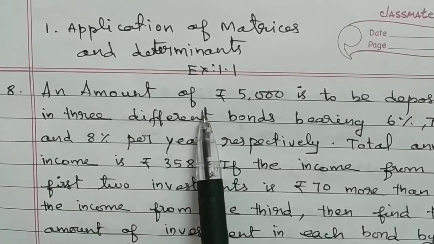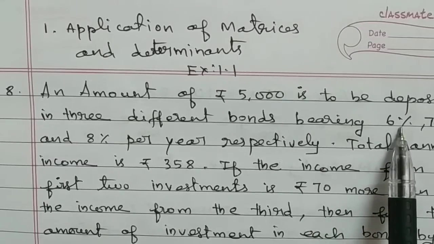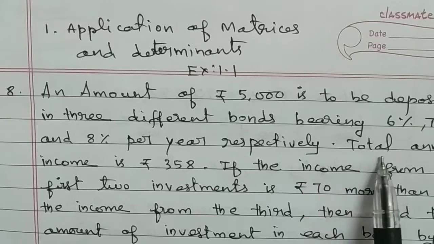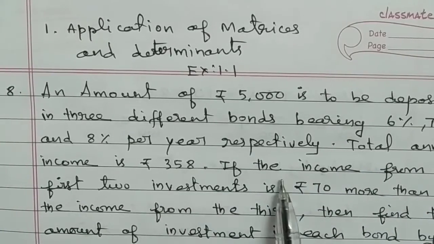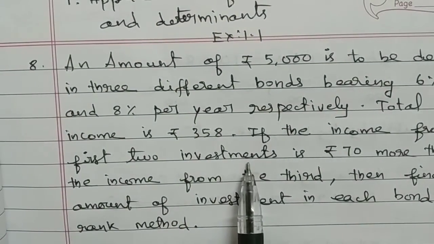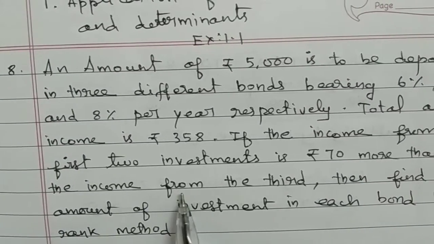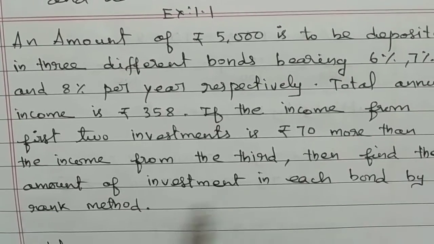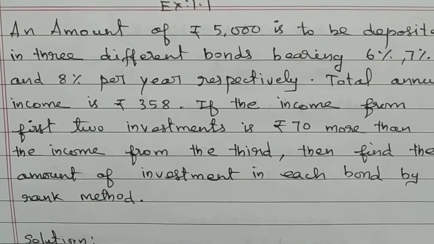The amount of rupees 5000 is to be deposited in three different bonds bearing interest at the rates of 6%, 7% and 8% per year respectively. The total annual income is rupees 358. If the income from the first two investments is rupees 70 more than the income from the third, then find the amount of investment in each bond by the rank method.